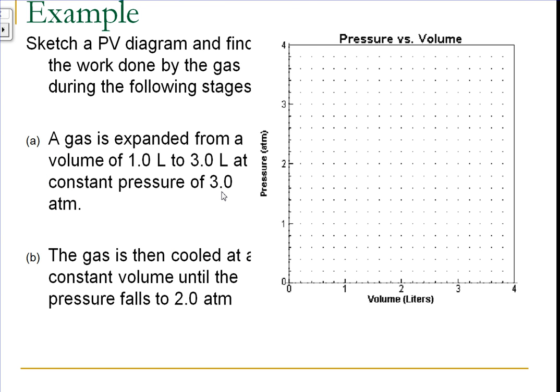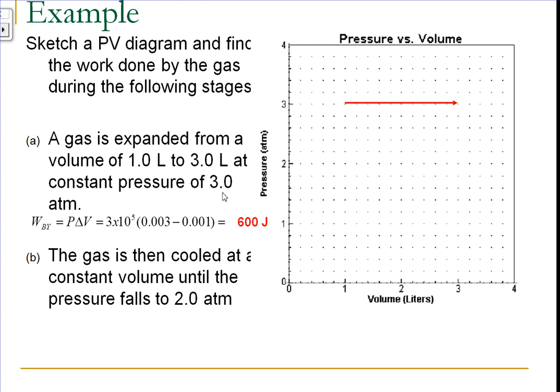Let's do an example. Sketch a PV diagram to find the work done by the gas during the following stages. Now, the gas is going to expand from 1 liter to 3 liters at a constant pressure of 3 atmospheres, excuse me. Work is P delta V, so it's 3. Always convert it to pascals. Final minus initial, so I get a work done by the gas of 600 joules.